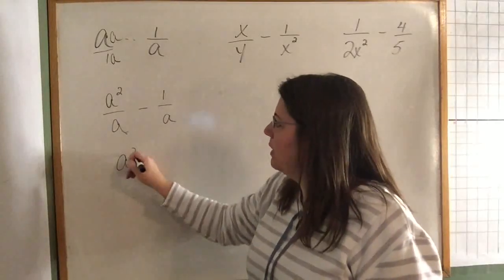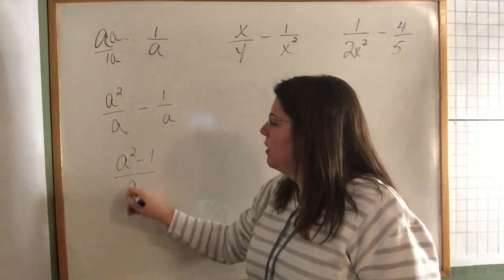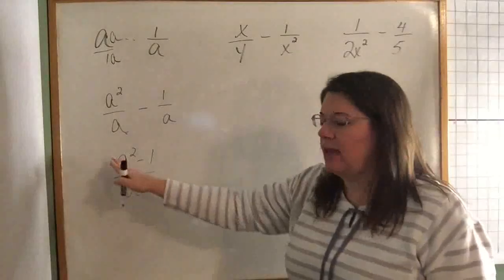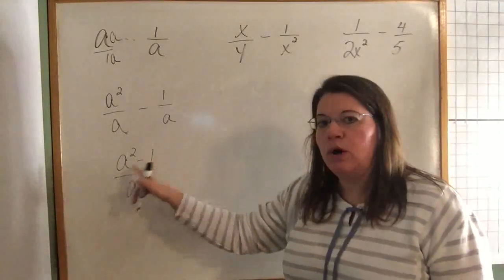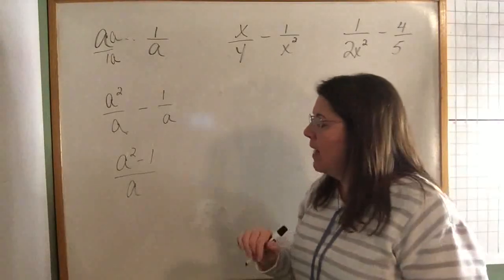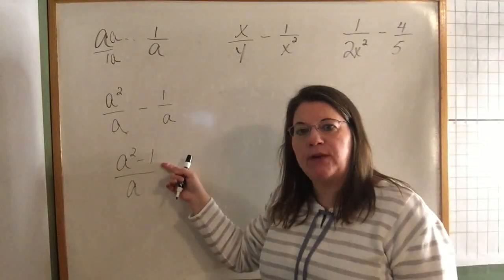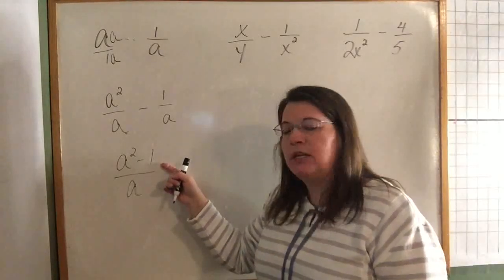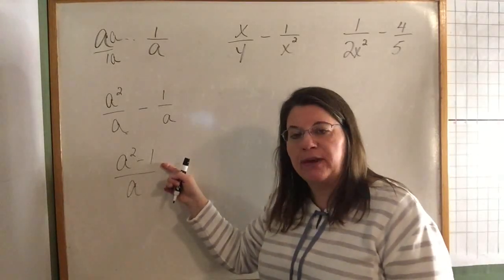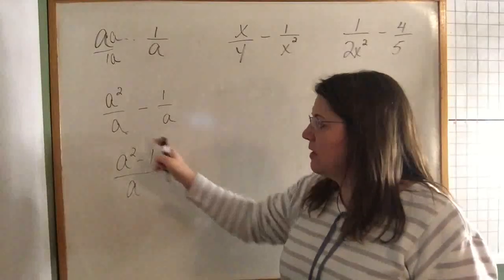I've got a squared minus 1 over a. I cannot cancel the a's because this a squared is attached to the one with a subtraction. That's all I could do here. It's tempting to factor the difference of squares here and get a plus 1 and a minus 1. There is no need to do that though because it's not going to help you simplify the fraction anymore. So I would just leave it like this.